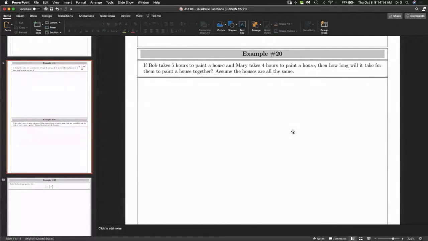So here we go. If Bob takes 5 hours to paint the house and Mary takes 4 hours to paint the house, how long will it take for them to paint the house together? We're assuming the houses are all the same. Imagine like a development or something, and they're all the same.